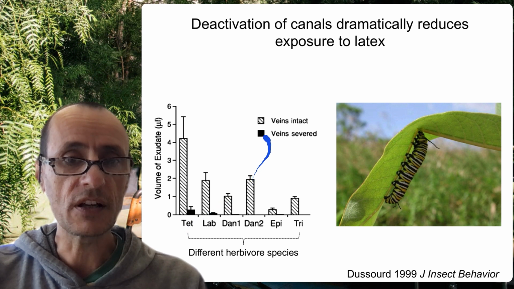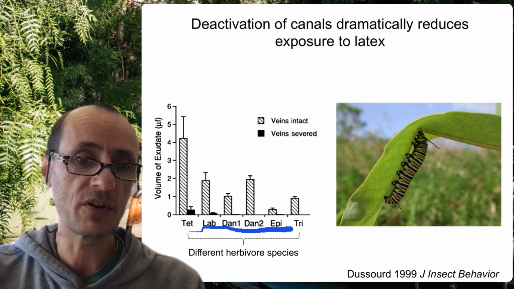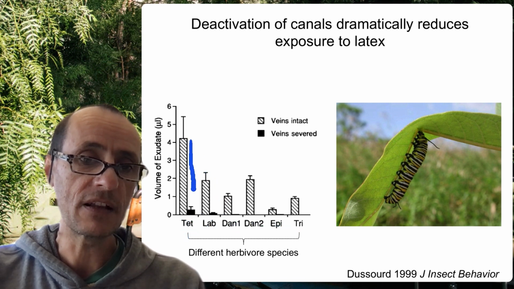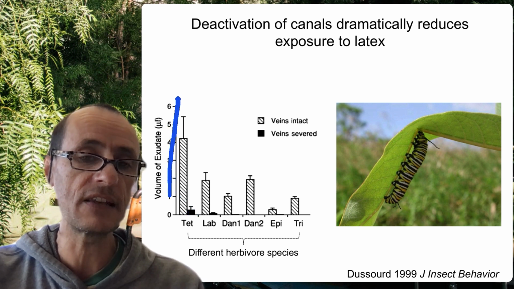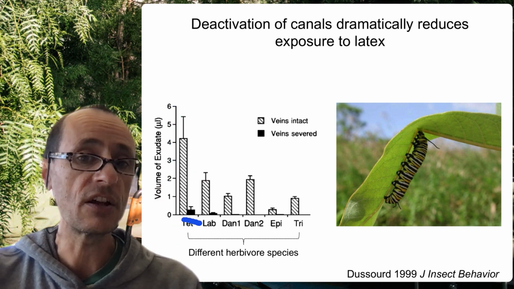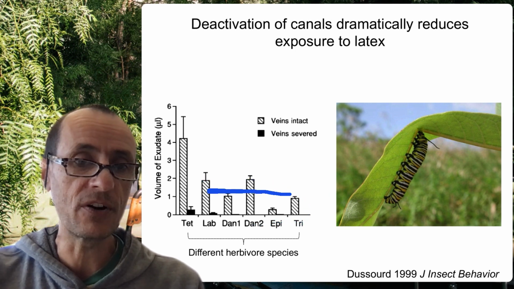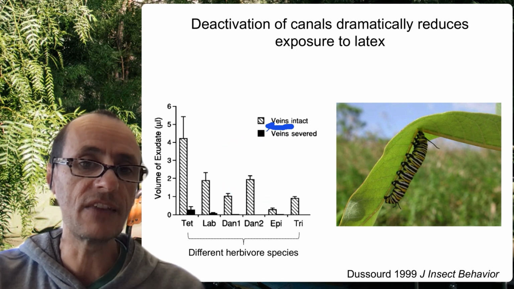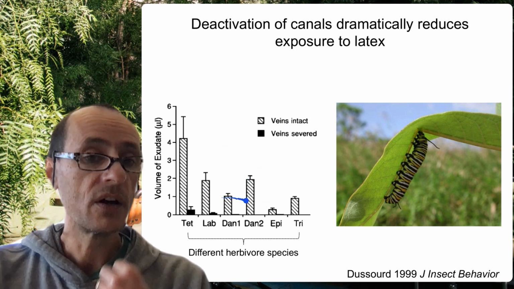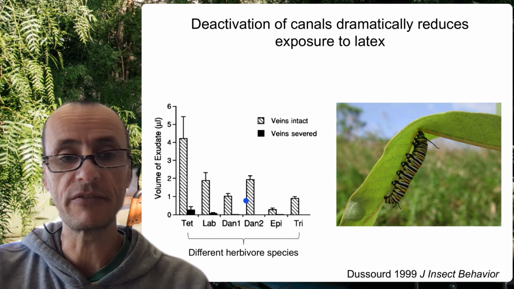When you compare keeping the veins intact versus clipping them, and then you put different kinds of herbivore species on them, you can see that when the veins have been severed, there's a significant decrease in the exudate that can reach them and therefore affect them. And there are some insects that are just better at stealthily eating the plants, so that they will induce a lower production of those latexes.